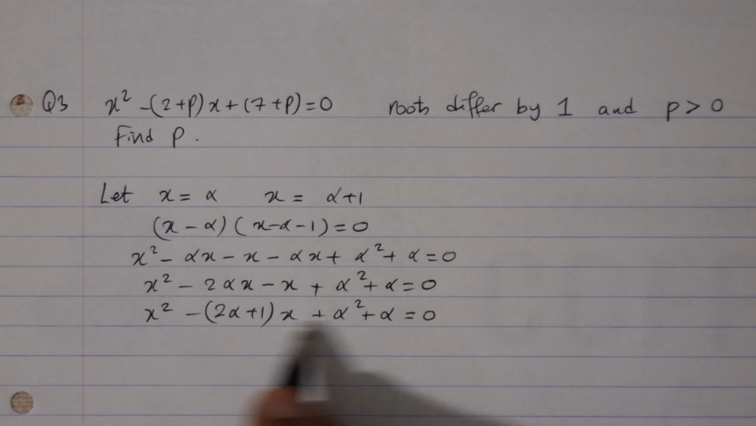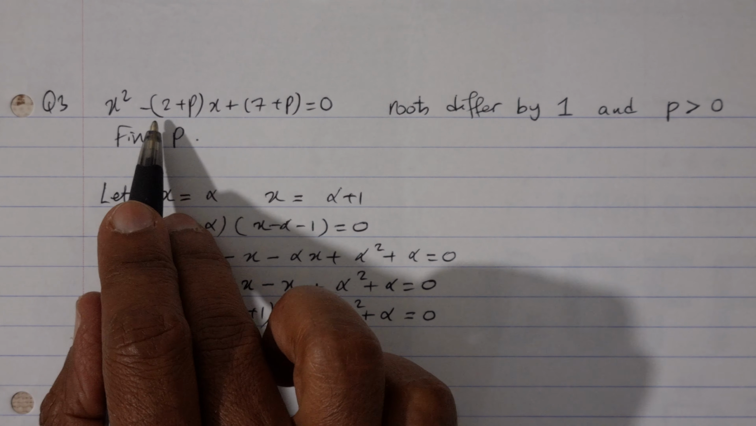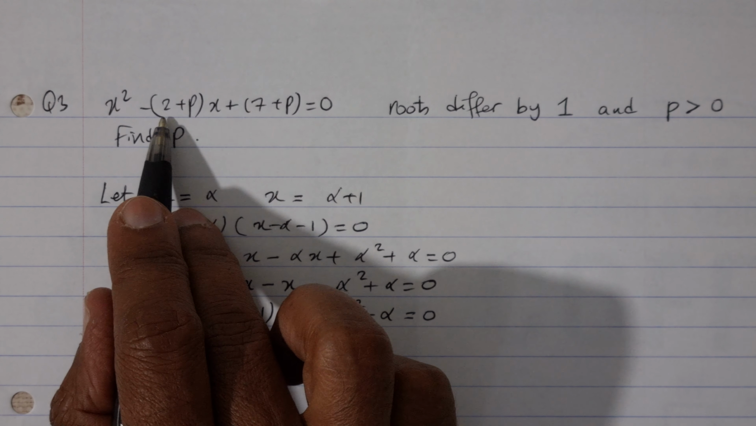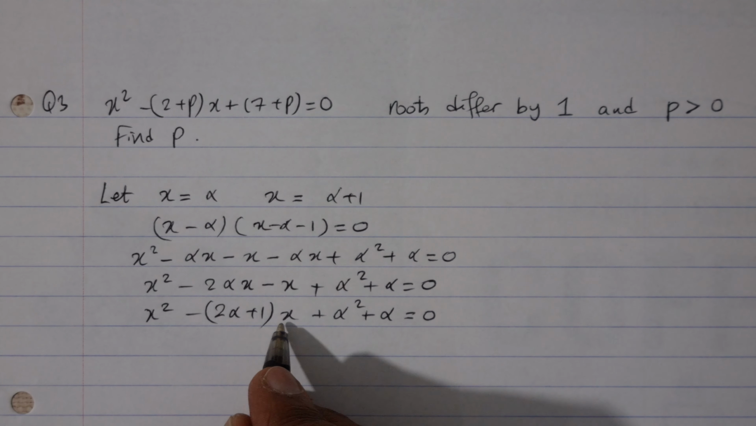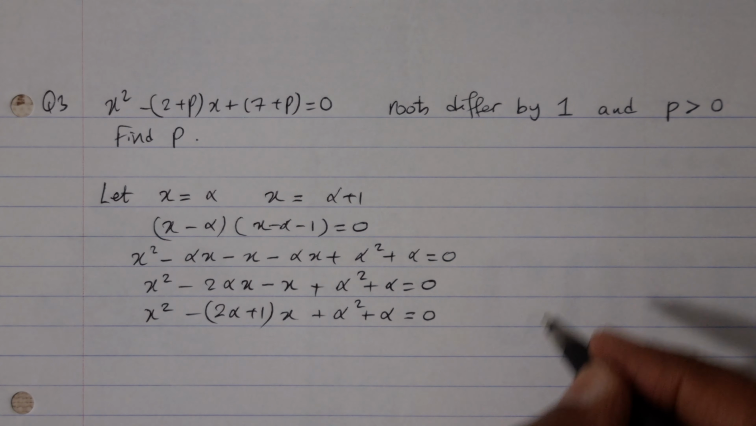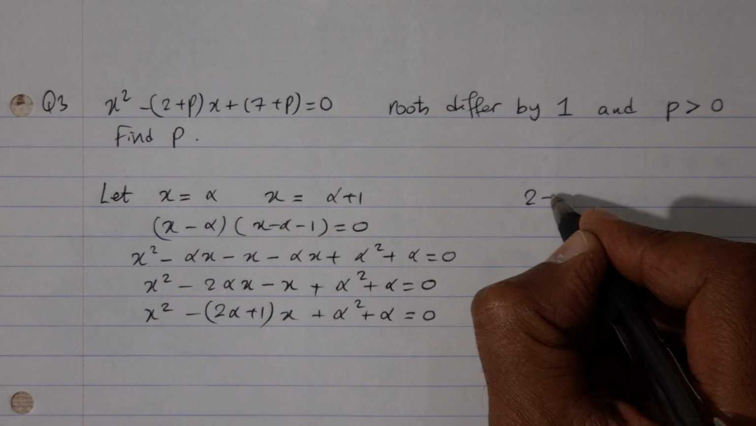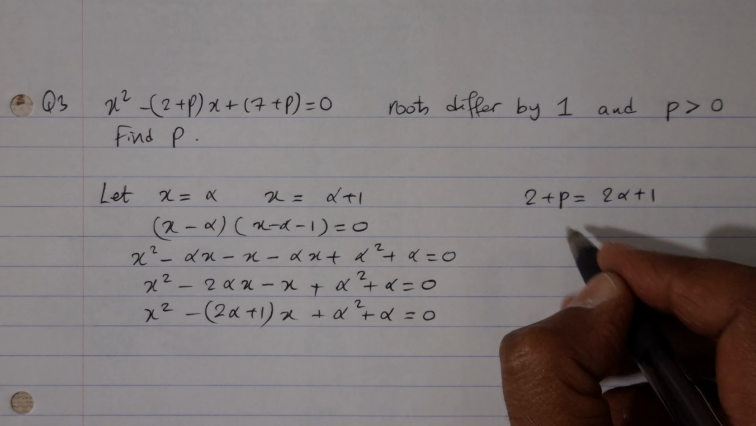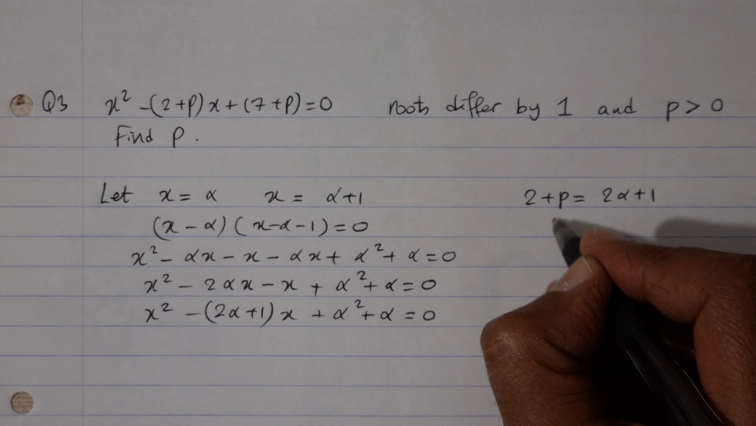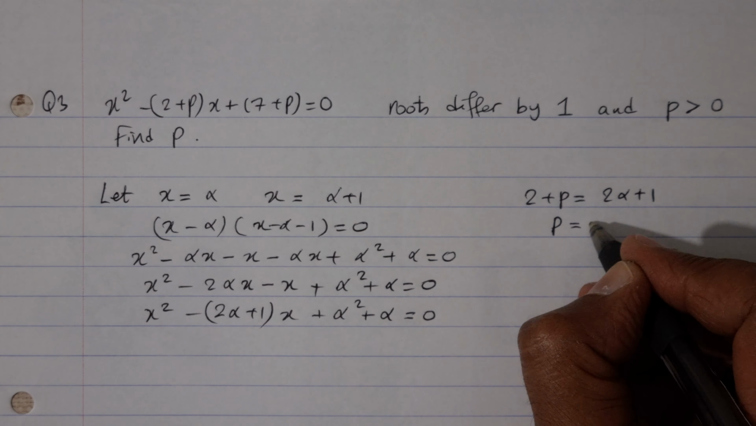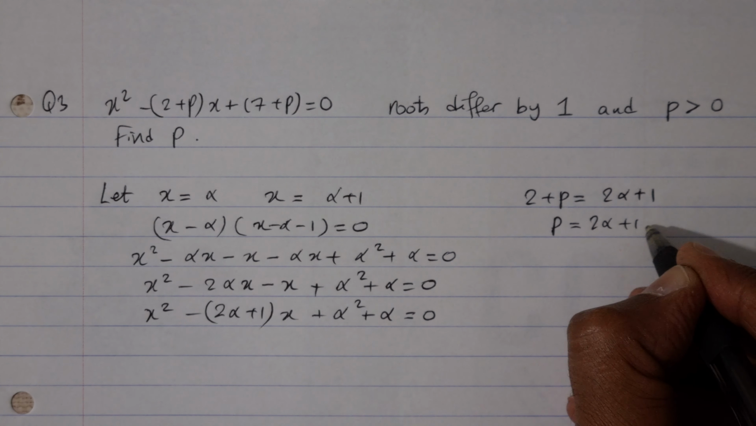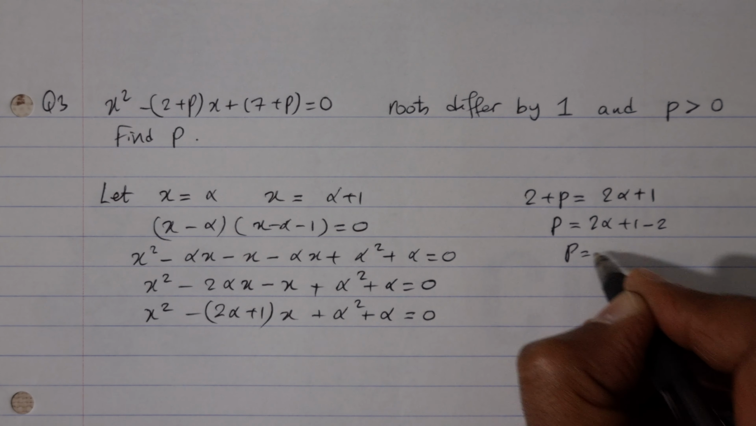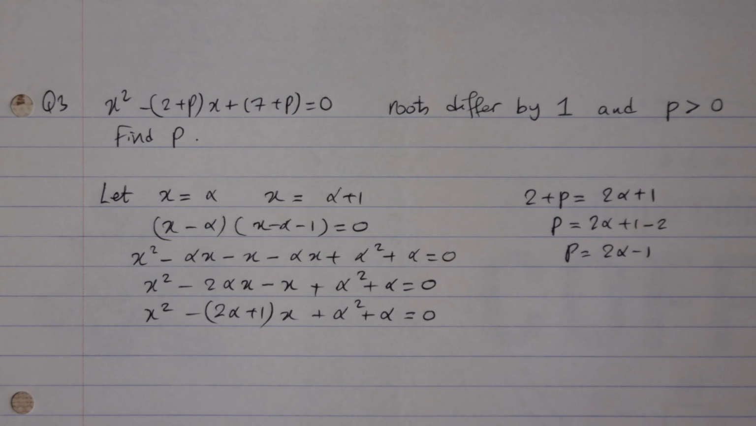And this equation here can be compared to that equation there. So we have the coefficient of x being minus (2 plus p), and the coefficient of x is minus (2 alpha plus 1). So 2 plus p is equal to 2 alpha plus 1. And if I simplify this, I'm going to get p is equal to 2 alpha plus 1 minus 2. So p is going to be equal to 2 alpha minus 1.